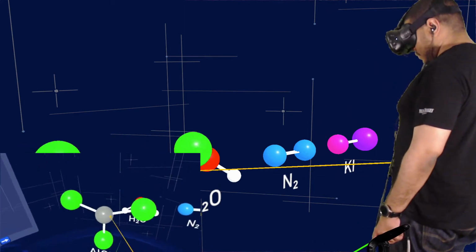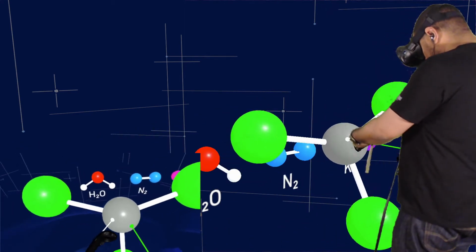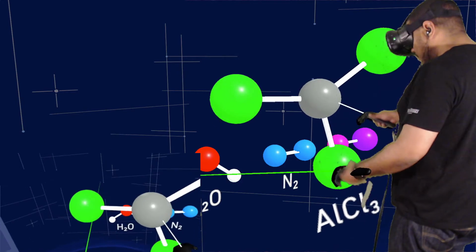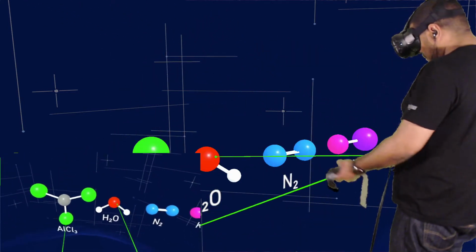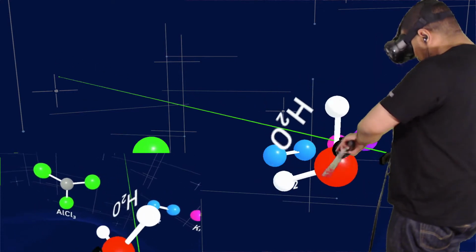However, most substances on Earth are not made out of a single type of atom, but rather groups of atoms bound together. These groupings of atoms are called molecules.